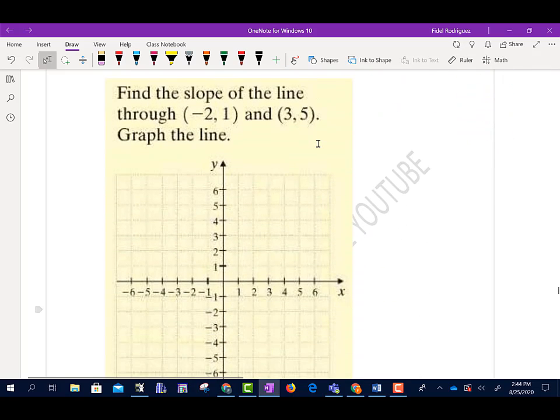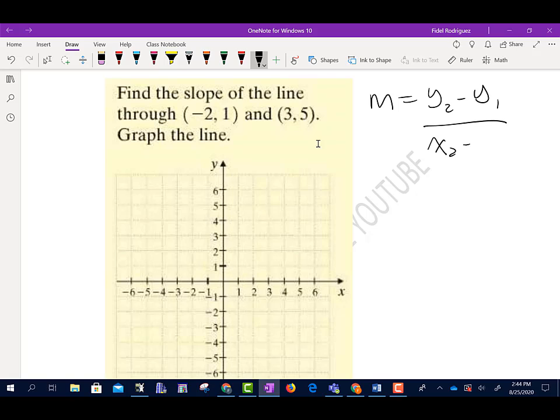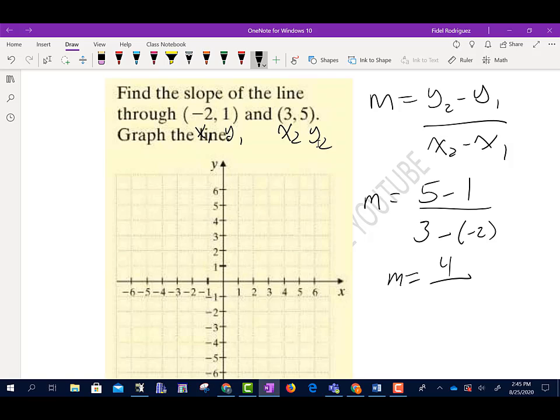So let me scroll here, okay? Same type of problem. First thing it wants me to do, find the slope of the line. So I'm going to write down the formula that we just used, okay? Remember, this is my x1 and my y1, I'm sorry, and this is my x2 and my y2. Okay. So let's plug and chug. Let's see, y2 is the number 5. 5 minus y1, which is 1. x2 is 3, minus -2. So let's see, 5 minus 1 is 4. Minus and minus become plus, so I get 4/5.